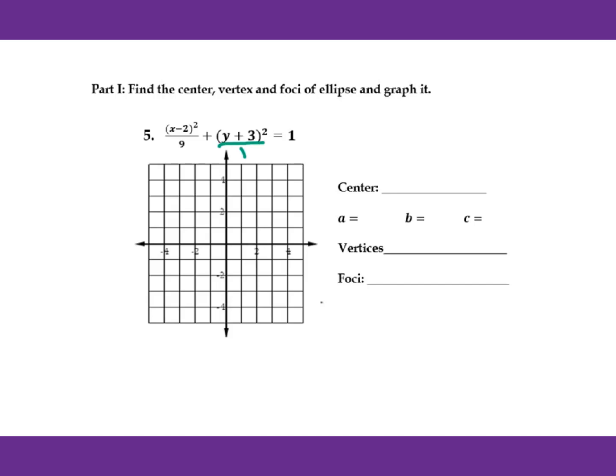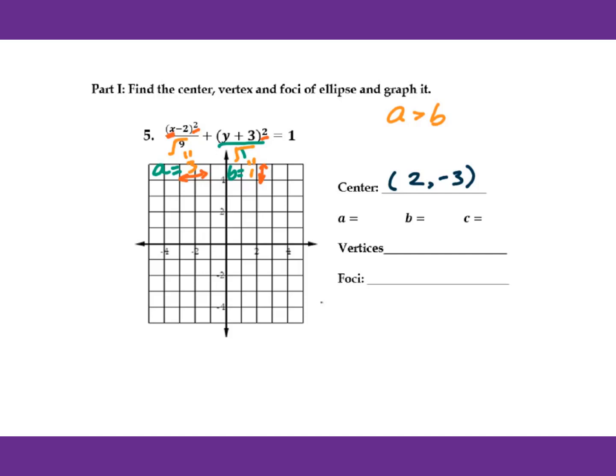Let's go to number 5. That's over 1. Center will be 2, negative 3. Remember, whenever you have square, it's a liar. So we got square root of 9 equals 3, square root of 1 equals 1. For ellipse, A always greater than B. Therefore, A equals 3, B equals 1. Since A is below x squared, therefore horizontally moving. For B is below y squared, therefore it's vertically moving.